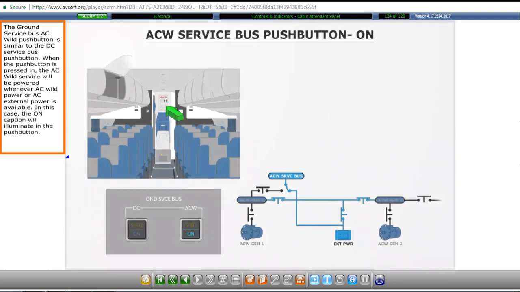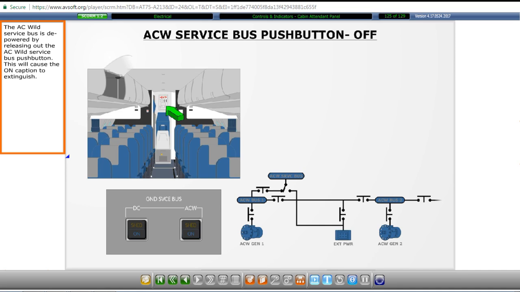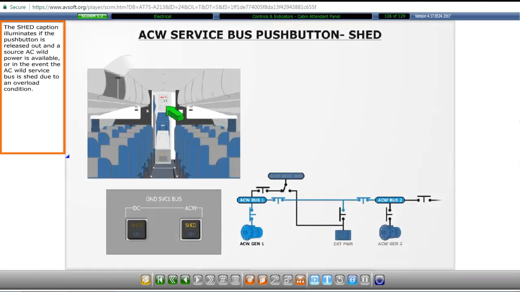The ground service bus AC Wild push button is similar to the DC service bus push button. When the push button is pressed in, the AC Wild service bus will be powered whenever AC Wild power or AC external power is available. In this case, the on caption will illuminate in the push button. The AC Wild service bus is depowered by releasing out the AC Wild service bus push button. This will cause the on caption to extinguish. The shed caption illuminates if the push button is released out and a source of AC Wild power is available, or in the event the AC Wild service bus is shed due to an overload condition.